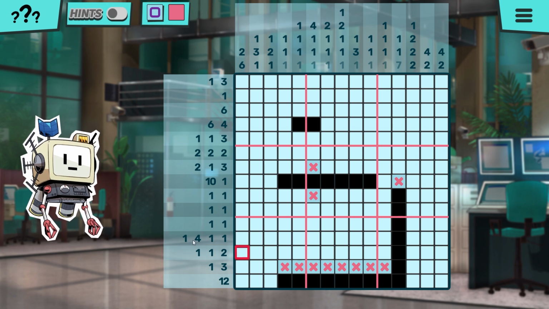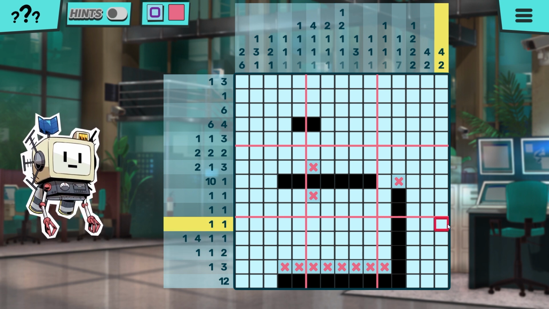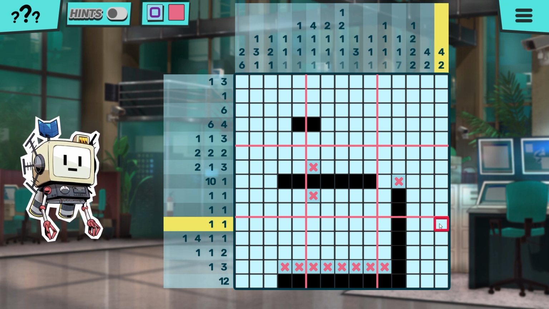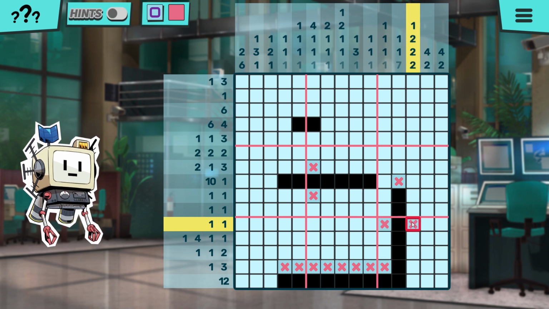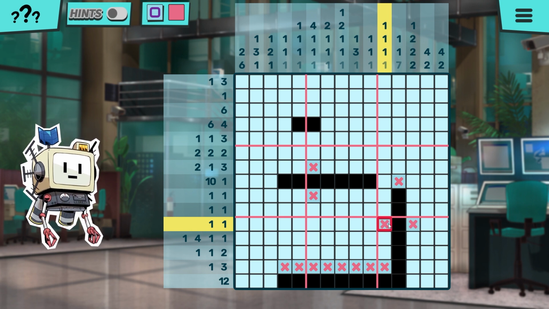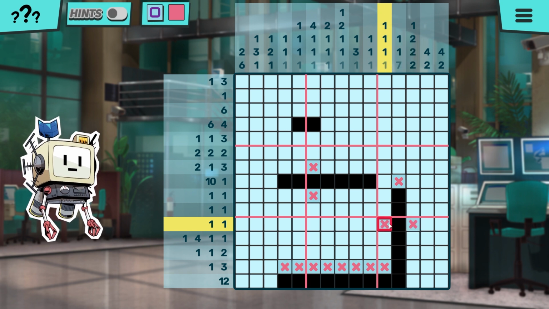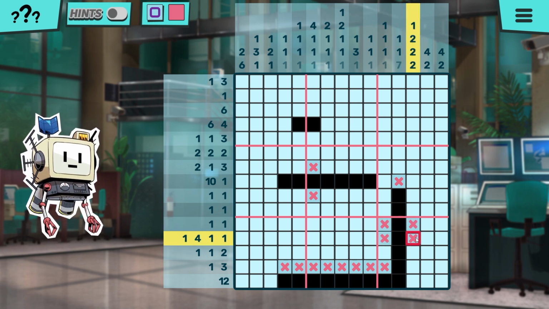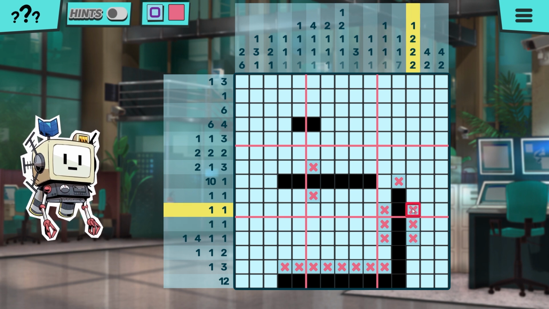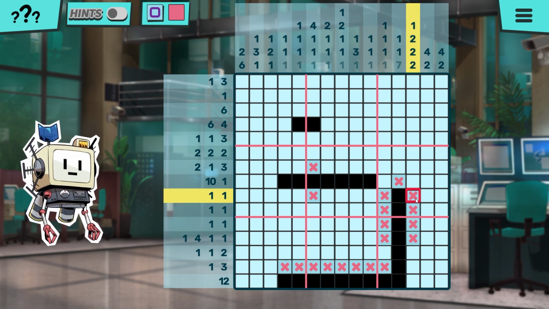Now, this is a 1, 4, 1, 1. There's no way that a 1 and a 1 can be over here. So it's safe... Wait a minute. Wrong row. Well, wait a minute. If that's a 1, then it has to be like that anyway. But yeah. That will go like that. That will go like that. That will go like that.